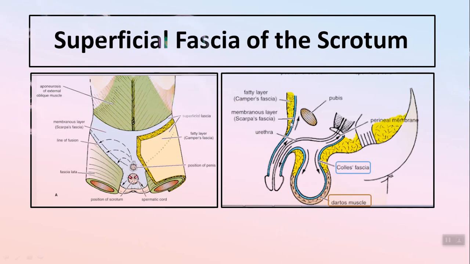This is the scrotum, and we can see that the superficial layer of the superficial fascia, which is fatty in the scrotum, will be replaced by a special type of muscle called Dartos muscle. The Scarpa's fascia, which is the membranous layer of fascia, in the scrotum is called Colles fascia. This Colles fascia will continue in the perineum to be attached to the perineal membrane and the ischiopubic rami.